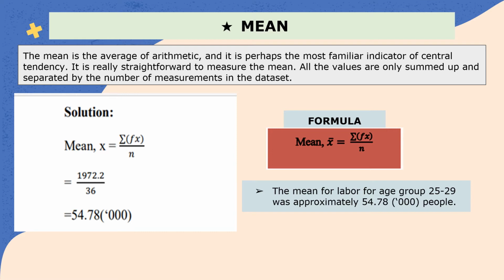based on the formula we get a solution: 1972.2 divided by 36, and we got the answer 54,780. The conclusion of this mean is that the mean of the labor force for each group 25 to 29 was approximately 54,780 people.